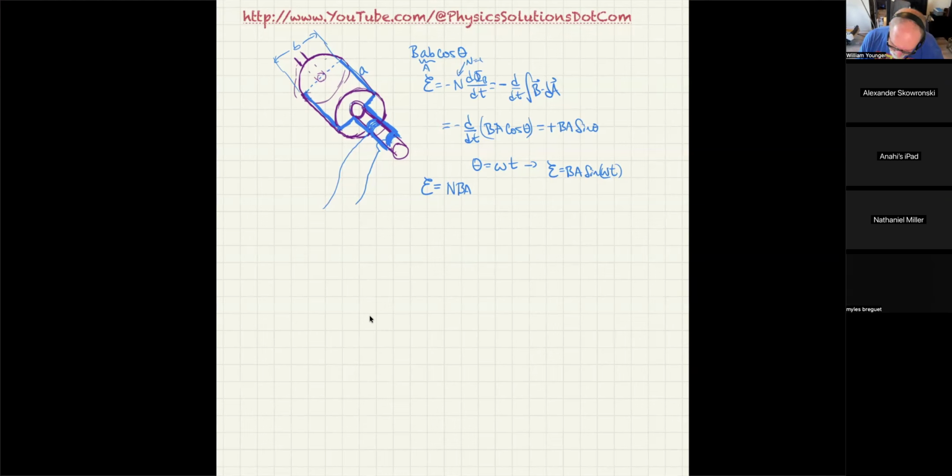now what we got to do is remember sine theta. When I take the derivative of cosine with respect to t, I get negative sine, but then I've got to take the derivative of theta with respect to t because that's the chain rule. So that's going to force this to become no longer BA sine theta, but BA omega sine theta, which is sine omega t. So that's the actual expression for induced EMF as a result of an electric motor, basically like this.